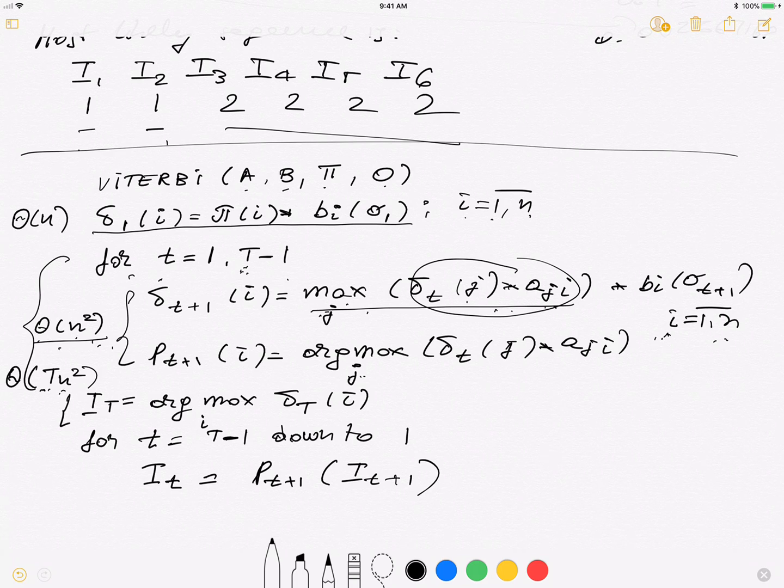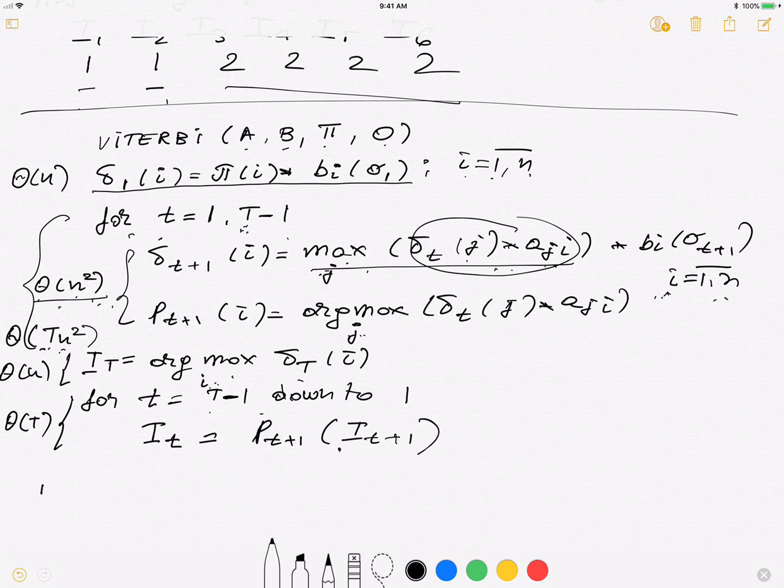Now this one, I need to find the maximum. i goes from 1 to n, so this is again theta of n. And now this really repeats a constant operation t minus 1 times, so this is theta of t.